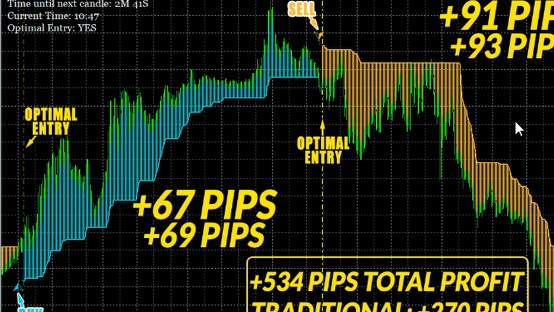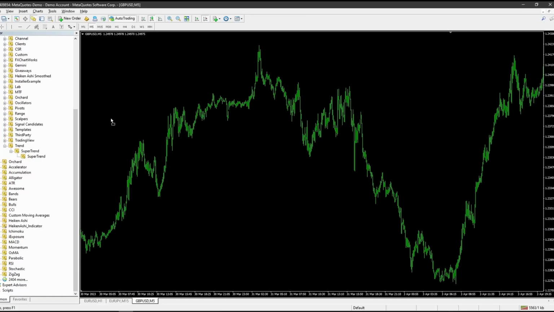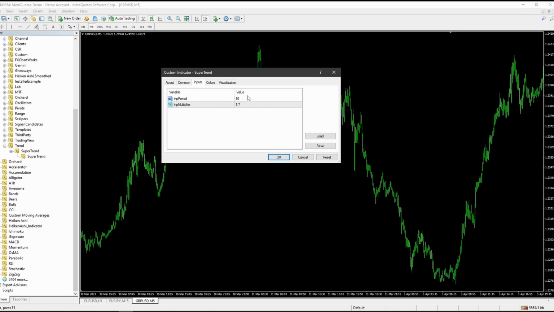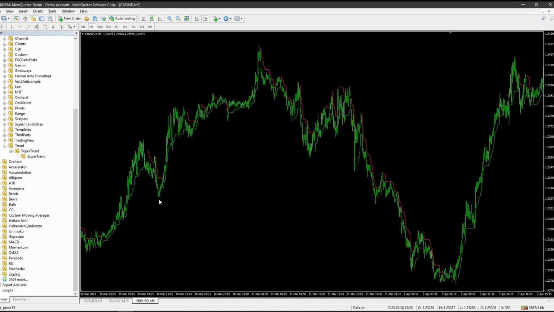But I'm going to go back to the chart, and I'm going to put the super trend indicator on just to see if it looks like this. So now I'm going to put the super trend indicator on. I'll leave the settings at default for the time being. And I can see the super trend indicator appeared there, but it's much too close to the prices compared to the screenshot that was on the website.